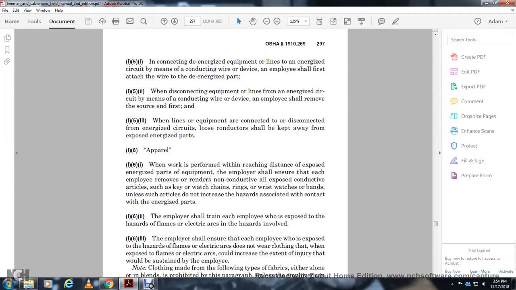The employer shall ensure that each employee removes all conductive articles, such as the key, the watch chain, rings, wedge, rods for the band, and the like, such articles that do not include the hazard associated with the contact with the entry.